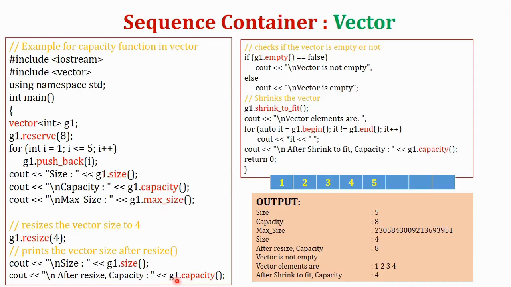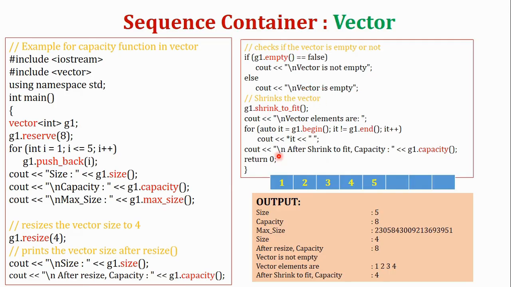And next one is g1.capacity, but the already reserved capacity is 8, right? That it will display. See, temporarily we are resizing here, but actually the allocated memory space is 8, so it will display 8. Now we are going to verify whether the vector is empty or not, because some content already exists in the vector, right? So it will show that the vector is not empty.